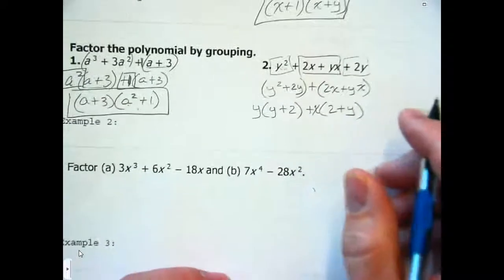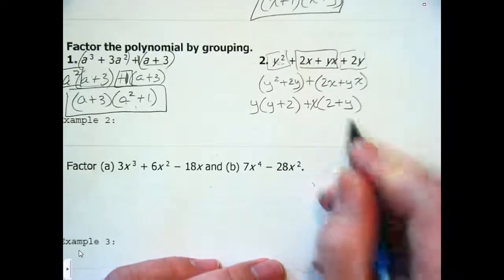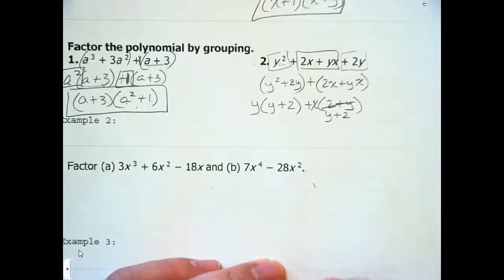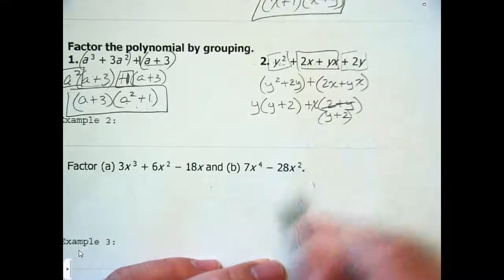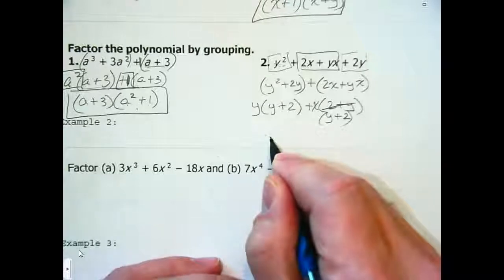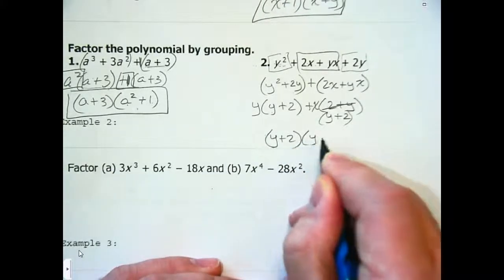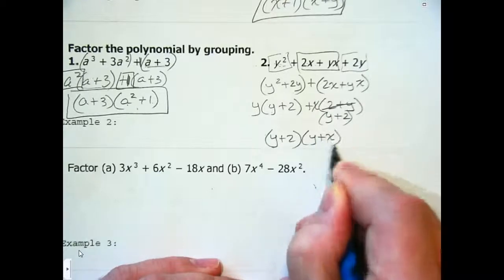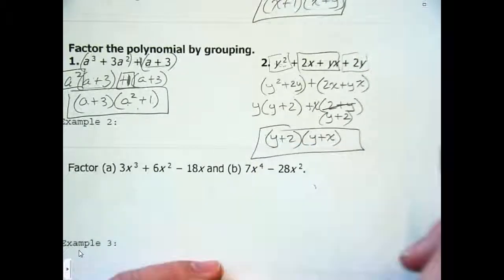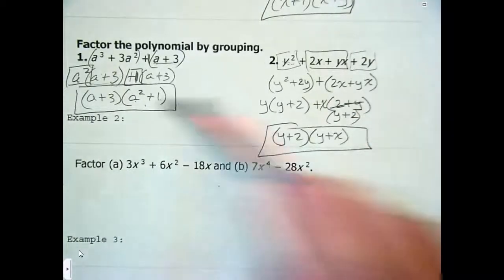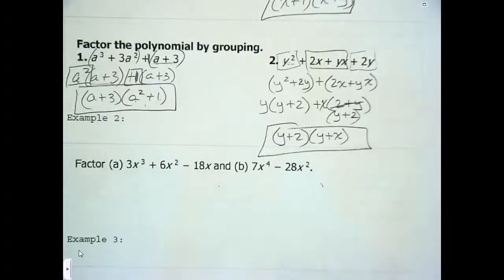It's kind of flipped around back there, right? So really we could think of this as y plus 2. That would be okay. Just move them around. So you get y plus 2 times y plus x, or x plus y. Okay, how many got both of those? Well done. Any questions?